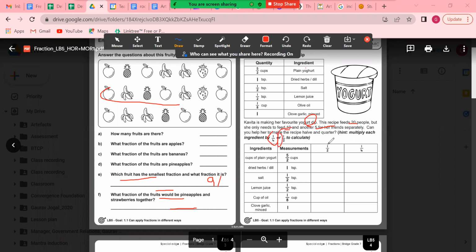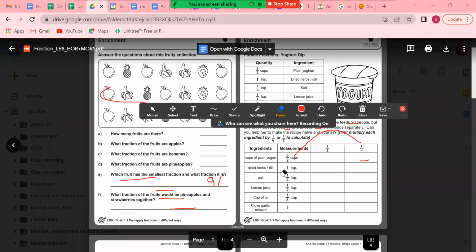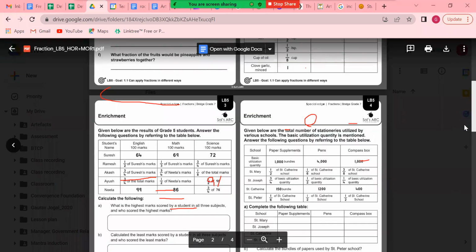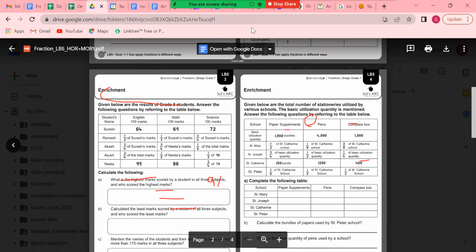So here you have to multiply this by 1 by 2, this by 1 by 4, this by 1 by 2, and write the answer here, 1 by 4 into this you have to write here. Again you have to do 1 by 2 into this right here, 1 by 4 into this right here. You have to fill the table accordingly. Okay, you don't have to do anything else, even if the question is longer.